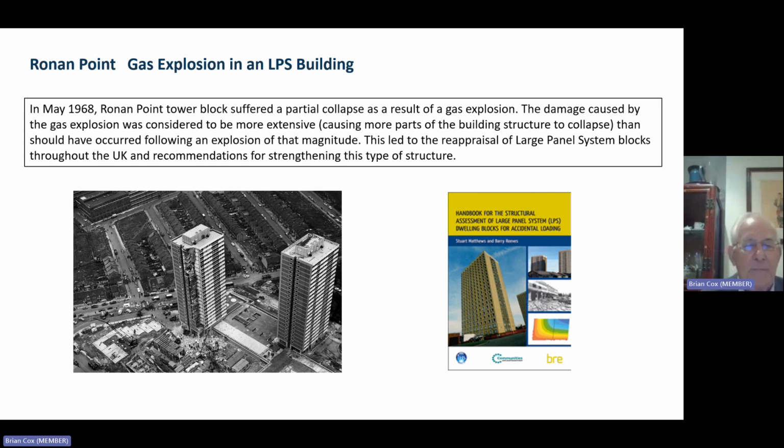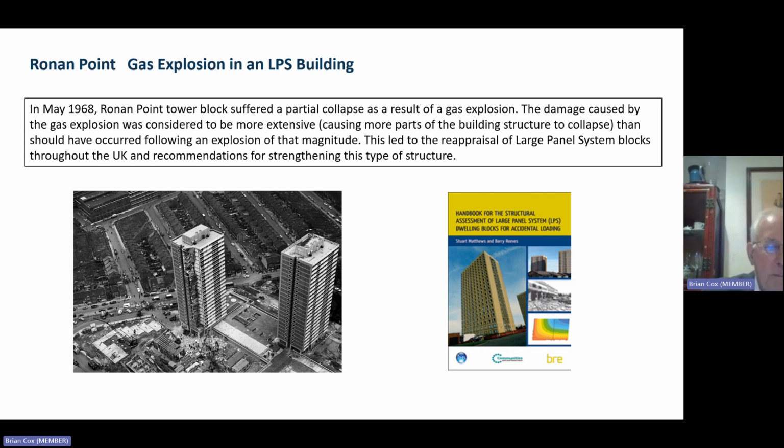So after this incident, there was an investigation of the structure by Professor Pugsley, then Professor of Civil Engineering at Bristol University. And he showed that the structure was not strong enough to stand up to the pressure wave from a piped gas explosion or even from a bottle gas explosion. Following that, BRE, the Building Research Establishment, issued a document shown there on the right, which recommends those actions should be taken to investigate these buildings and also the type of strengthening that could be put in to improve the situation.